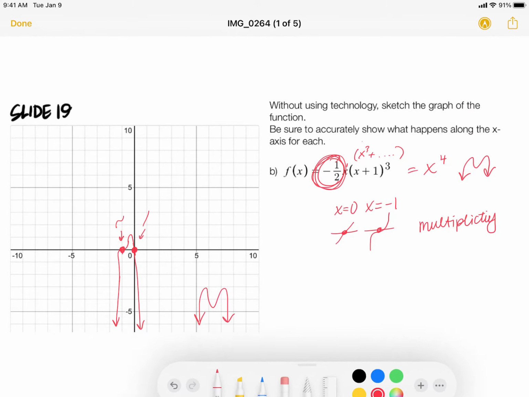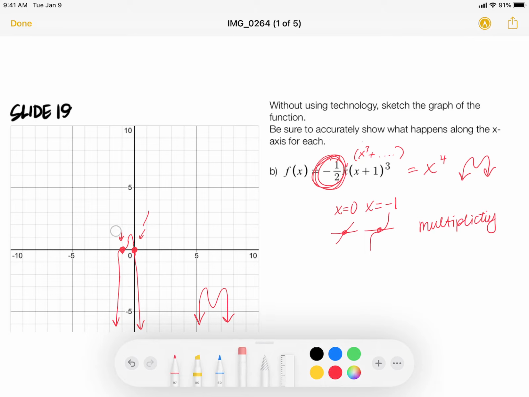So that would be a way to sketch this graph. Now when I'm looking back at it, I ask, is it satisfying what we see in the equation? Well, we do know it's an x to the fourth, so it is down and down on both sides. That fits. It's a negative x to the fourth. That's why it would go down and down, not up and up.